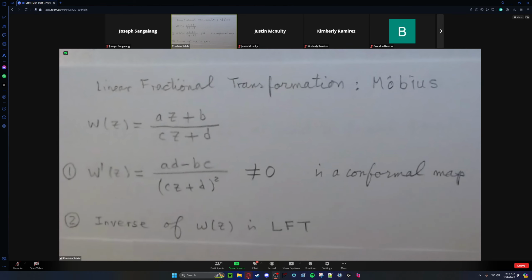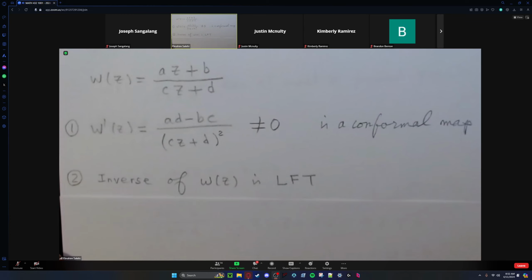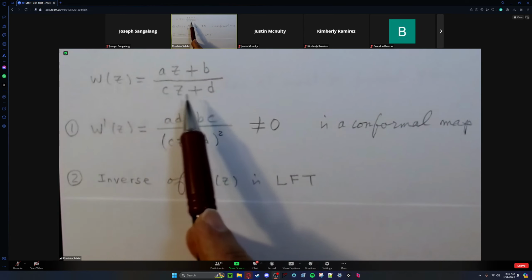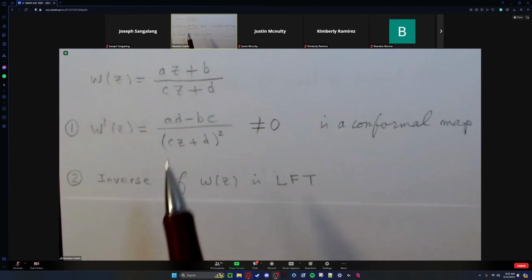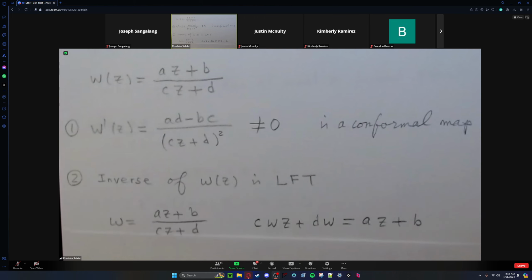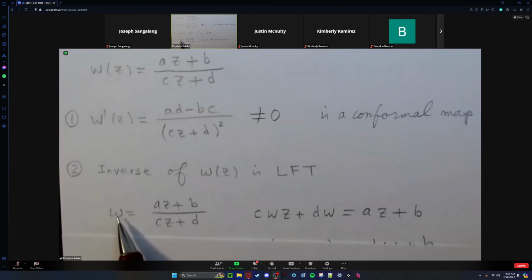Now, here's observation number 2. The inverse of this function is also a linear fractional transformation. Why? Remember in college algebra, how do we find the inverse? Call this one w, cross multiply, and solve it for z.